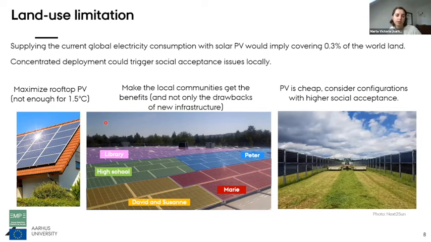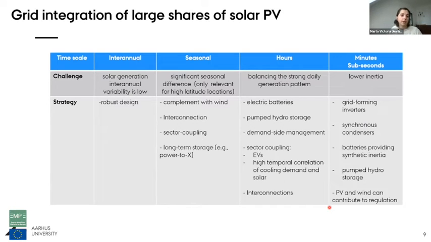What else can we do? Well, now that PV is cheap, we can consider configurations with higher social acceptance. For instance, this example of agrivoltaics, where solar cells are combined with agricultural land, and there are synergies that benefit both the production of electricity and the crop yields. Let me now review the third challenge, the grid integration.